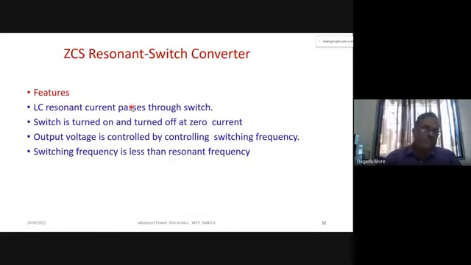So any question on ZCS? Turn on and turn off is at zero current. The on time of this buck converter is fixed. By varying the frequency, we can vary the off time. By increasing the frequency, you can reduce the off time, so our duty ratio will increase and we increase the output voltage. So as frequency increases, our output voltage will increase.